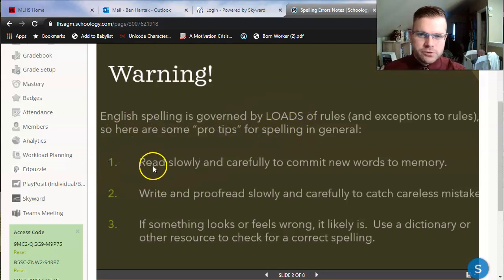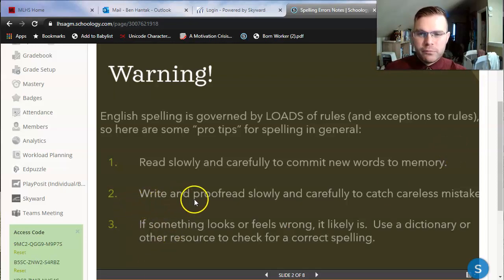The first one is to read slowly and carefully to commit new words and their spellings to memory. So the best way to build our knowledge of how to spell certain words is to read. It's the best way to learn vocabulary and to practice our English skills anyway, as science has shown. But reading slowly and carefully and watching spellings as you read helps you to commit those words to memory so you don't make those spelling mistakes later.